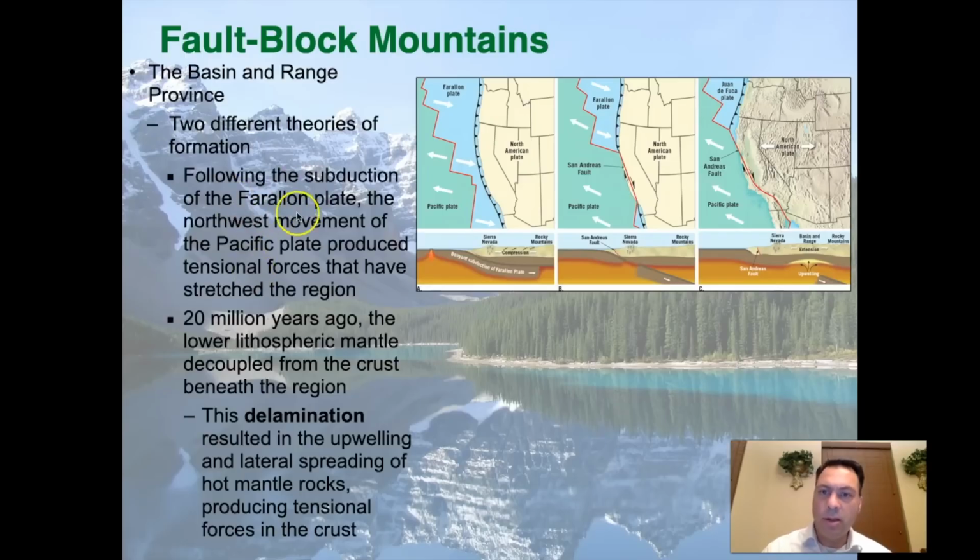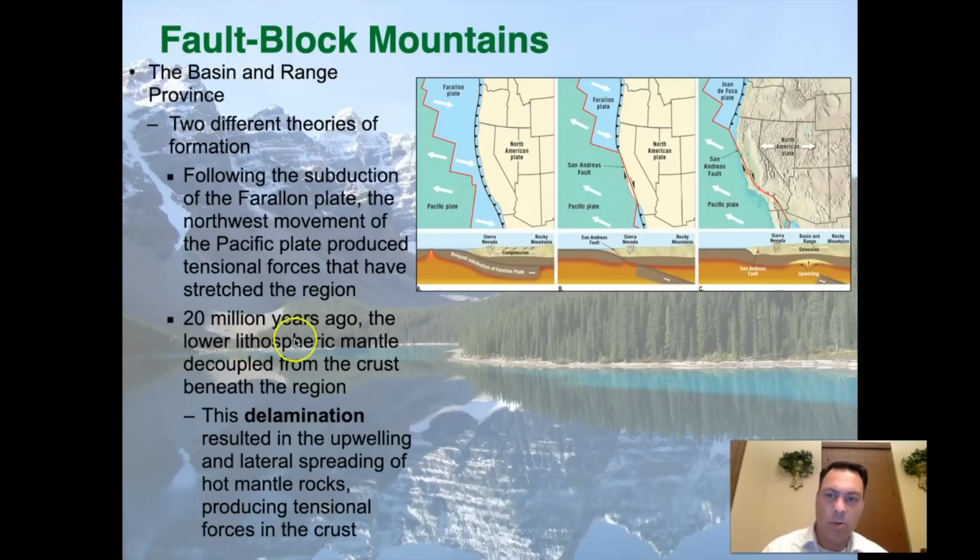So following the subduction of the Farallon Plate, the northwest movement of the Pacific Plate produced tensional forces that have stretched the region. So let's look at these arrows here. Here's the Pacific Plate, it's pushing off to the northwest, the Farallon is going to the southeast, but once it touches, notice that the Pacific Plate is now going to the northwest, and this is very different than the compression that was happening under the Farallon Plate. And so the consequence of this could be that now that North America is not resisting this, it could even be pulling it or extending it in some complicated way, that North America is then expanded, right? That western part is expanded.